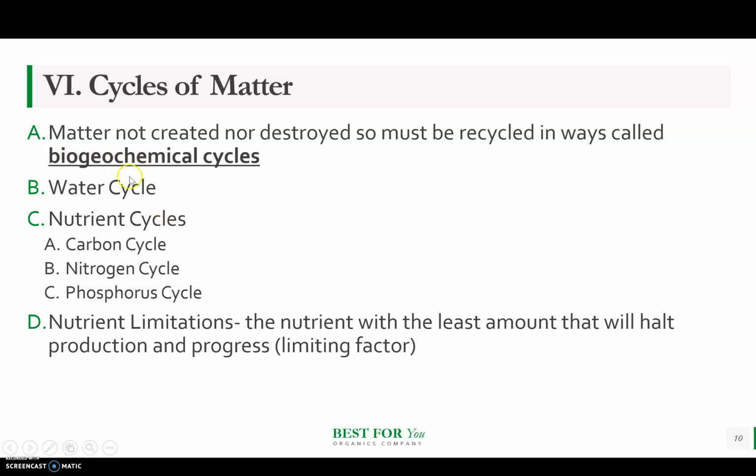These include the water cycle. We have 3 different types of nutrient cycles, which are called the carbon cycle, nitrogen cycle, and phosphorus cycle. And then we also have another part of that, which is called nutrient limitations.